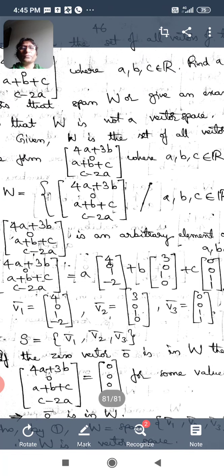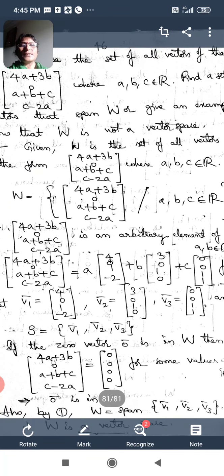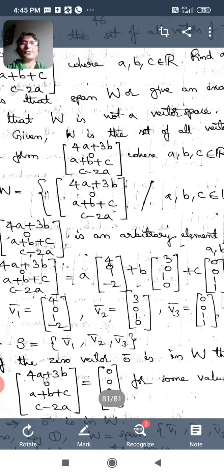Now take the vector (4a + 3b, 0, a + b + c, c − 2a) as a column vector of R, which is called an arbitrary element of W, on the left hand side like this. As we can see, there are three variables present in this column vector. Let us take a common, b common and c common on the right hand side and get some column vectors as multiples of these scalars a, b, c.